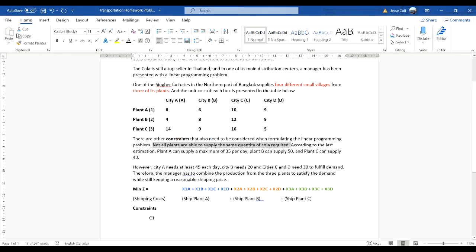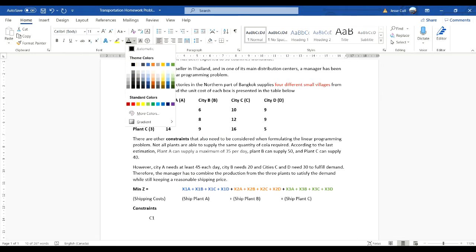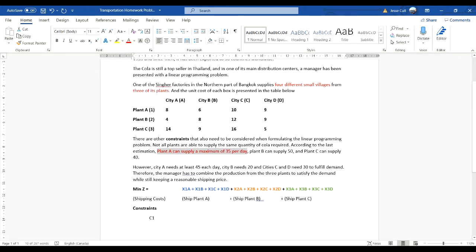According to the last estimation, plant A can supply a maximum of 35 per day. Let's highlight this because that seems very important. Now, if plant A can supply 35 per day, that means they can ship 35 units per day. That's our first constraint.